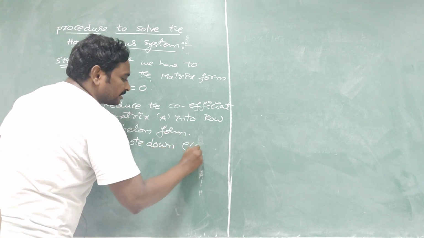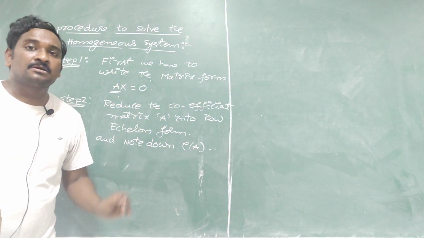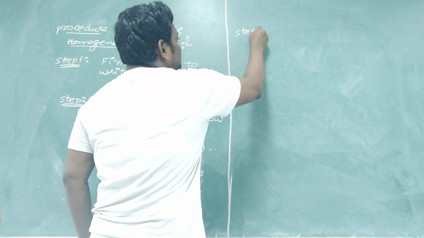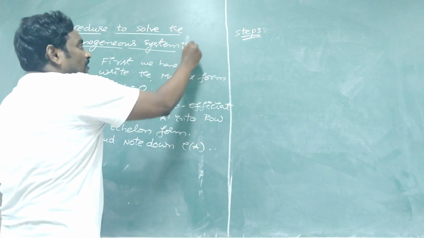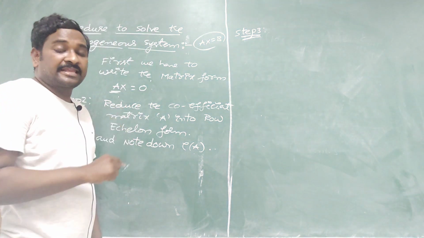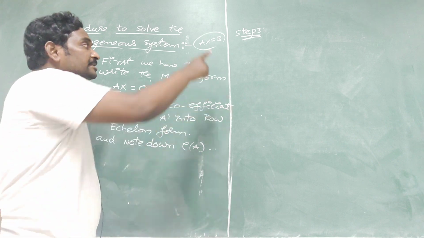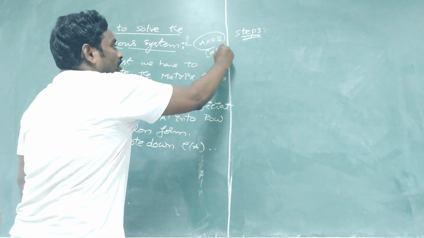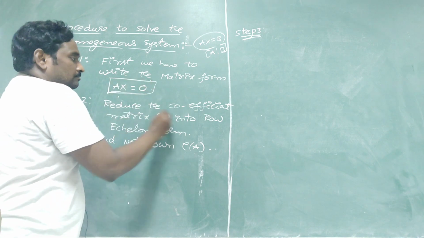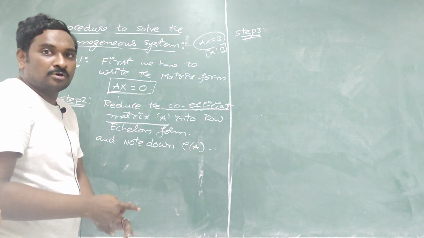Okay, rank of A. Now in step 3 we have to observe some cases here. In the case of a non-homogeneous system, the matrix form is AX = B. In that case, we take the augmented matrix [A|B] and reduce it into echelon form. But in the case of a homogeneous system, we take only the coefficient matrix A instead of the augmented matrix [A|B]. That is the only difference.